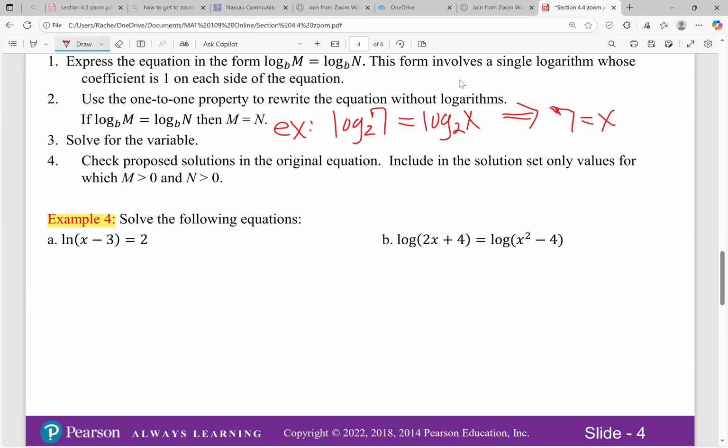I have a single log and it's equal to some constant. So in this case, I would just use the exponent form. I would just rewrite this as an exponent. So natural log means we have base e. So I'm going to take my base, raise it to my exponent, which is 2, and set that equal to x minus 3. Now you see how easy it is to get x by itself. So I'm going to add 3 to both sides, and I'm going to get x is equal to e squared plus 3.